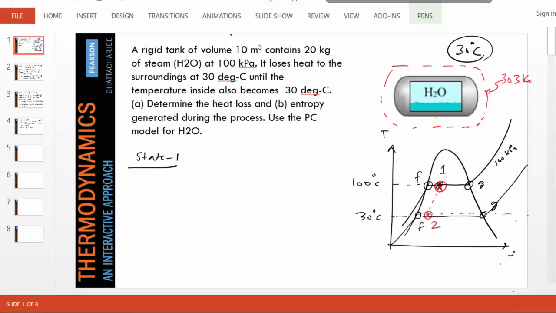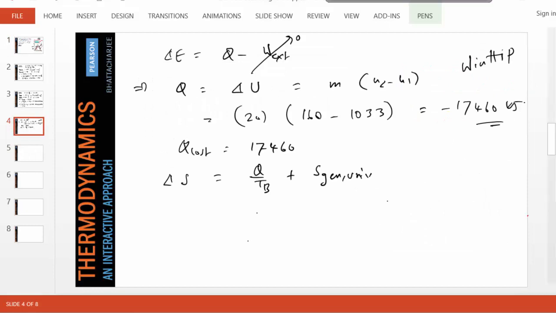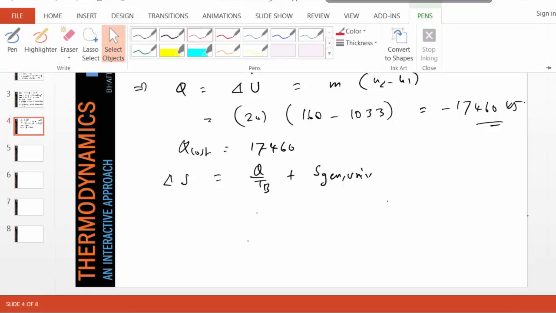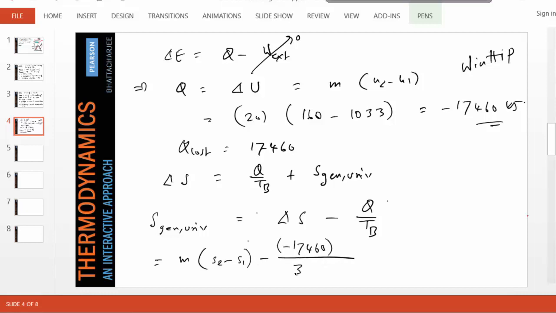And heat is passing through this, entropy is coming out of here. So if we write the entropy equation now, delta S is this, therefore S gen universe is given as delta S minus Q over TB, which is mass times (S2 minus S1) minus Q. Notice Q is 17460 negative, divided by 303, and we have found S1, S2 and M. If you substitute them here, you'll get an S gen of 6.97 kilojoule per Kelvin. So let's quickly verify this solution using a calculator.